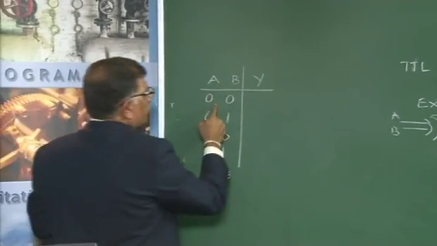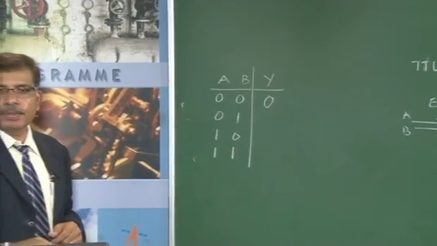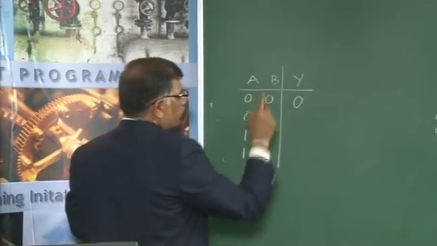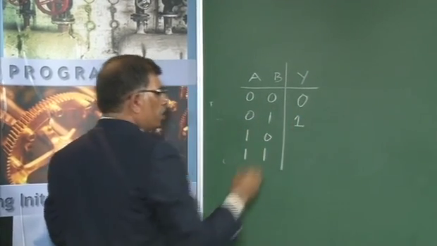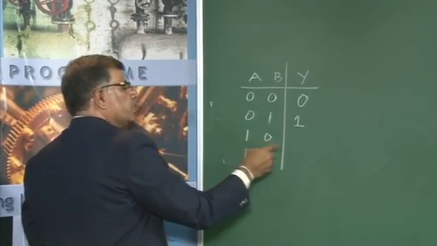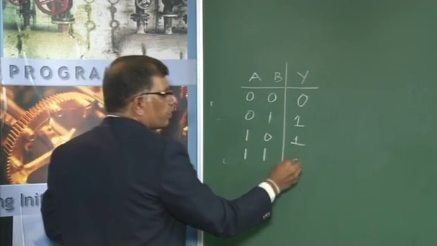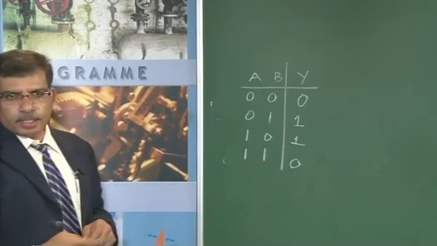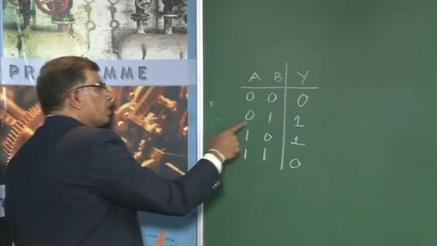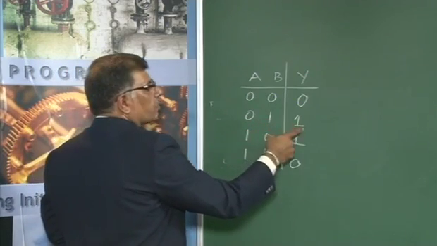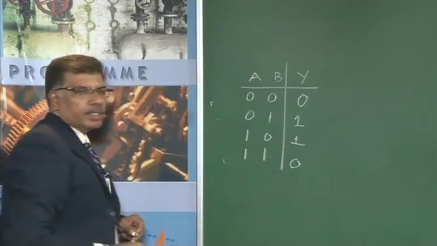The output that I will be getting: when A is equal to 0 and B is equal to 0, the output is 0. When A is equal to 0 and B is equal to 1, the output is 1. When A is equal to 1 and B is equal to 0, the output is 1. When both are equal to 1, the output is 0. So if you have an odd number of ones in the input, you will get an output equal to 1. When an even number of ones are there, the output will be equal to 0.